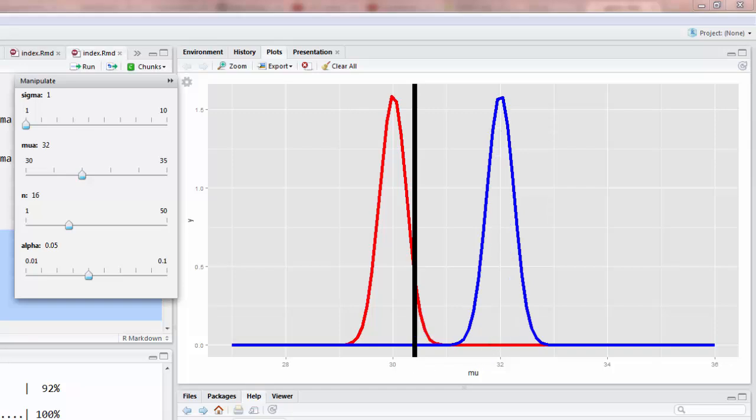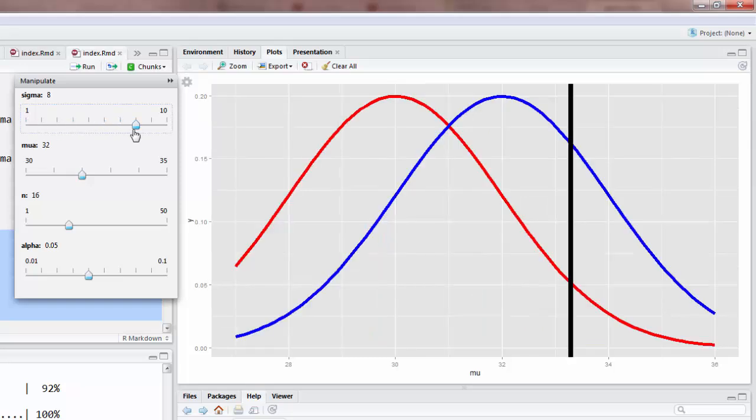Okay, what happens if we move in the opposite direction? We make sigma larger. Well, here's sigma very large. Again, we're still calibrated so that this area is 5%, but now power is much lower. And all this is saying is that if we have a lot more noise in our measurements, then we're going to have lower power.